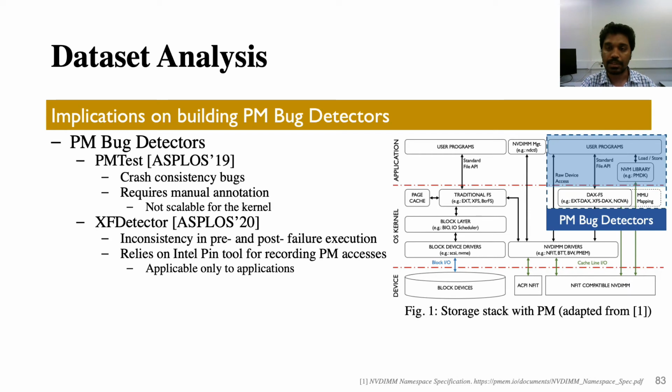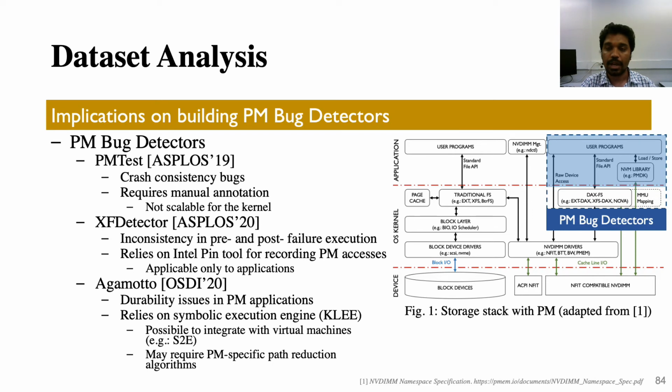The second one is XFDetector, which is a follow-up work of PMTest. It identifies inconsistency in pre- and post-failure execution of an application. Since XFDetector relies on Intel Pin to record PM accesses, it cannot be easily extended to the kernel. Finally, Agamotto is a recent work that uses a symbolic execution engine to identify durability issues in PM applications. Although it is possible to integrate this work with VMs to enable full-stack symbolic execution, novel PM-specific path reduction algorithms may be necessary to test the kernel.